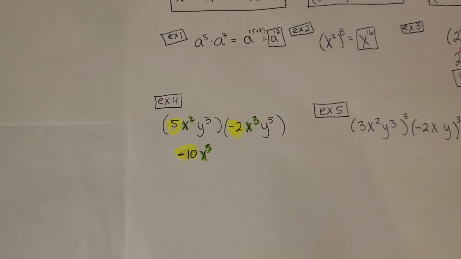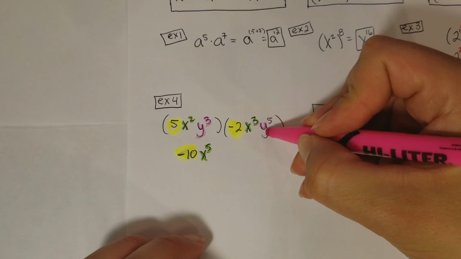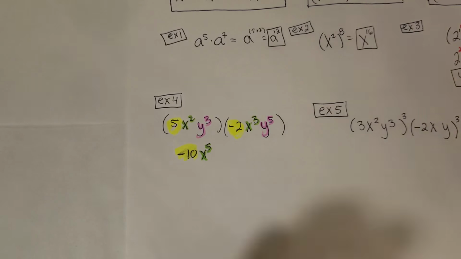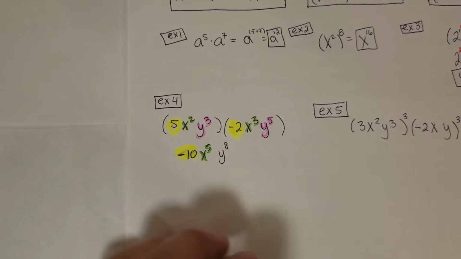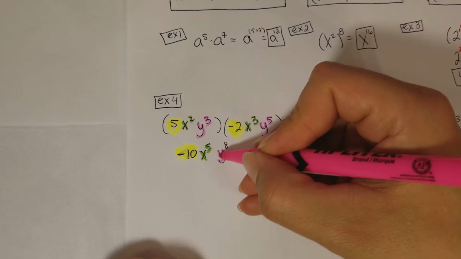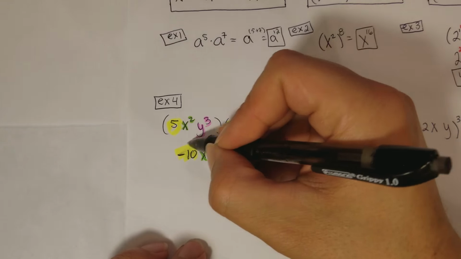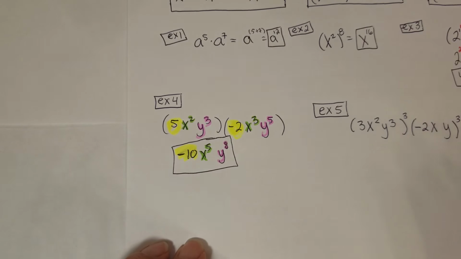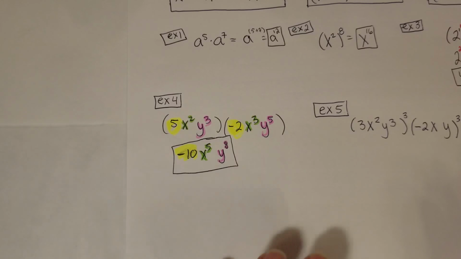Lastly, we have the y's, right? We have y to the power of 3, and then that is being multiplied by y to the power of 5. If you add those two, we have a total of 8, so it's going to be y to the power of 8. So our final expression is going to be negative 10, x to the power of 5, y to the power of 8. Okay, so not really that much work to show here.